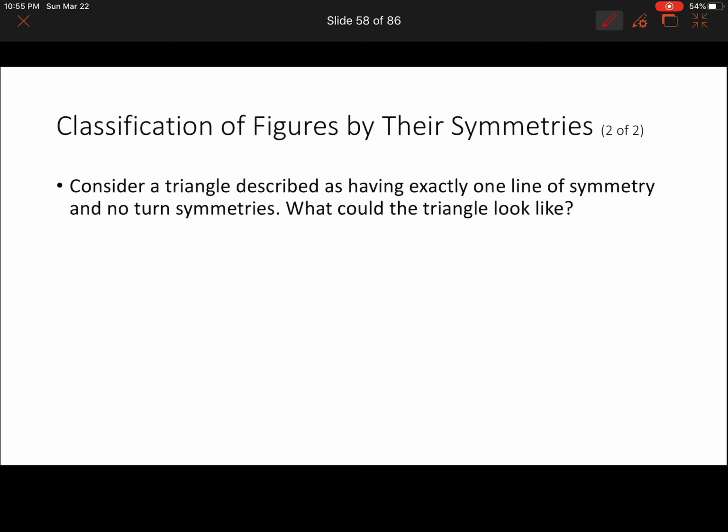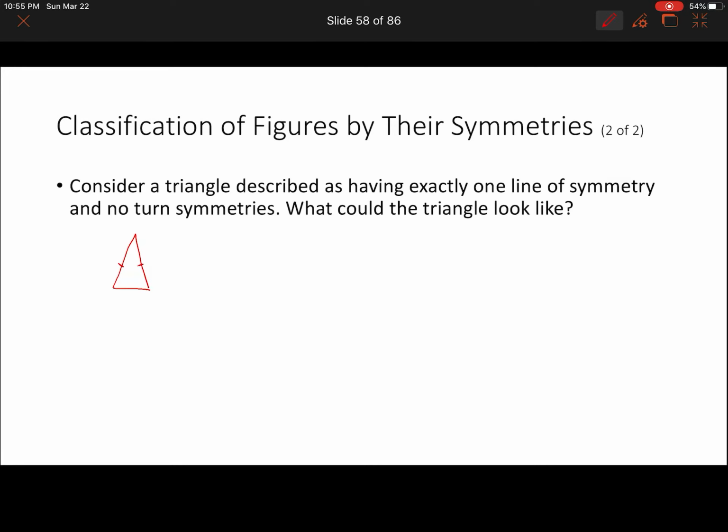So consider this. A triangle is described as having one line of symmetry and no turn symmetries. What could that triangle look like? So think about that. It's a triangle. It has one line of symmetry. It has no turn symmetries. What are the possibilities? Well, if it has a line of symmetry, and it has exactly one line of symmetry, then it would have to be an isosceles triangle.